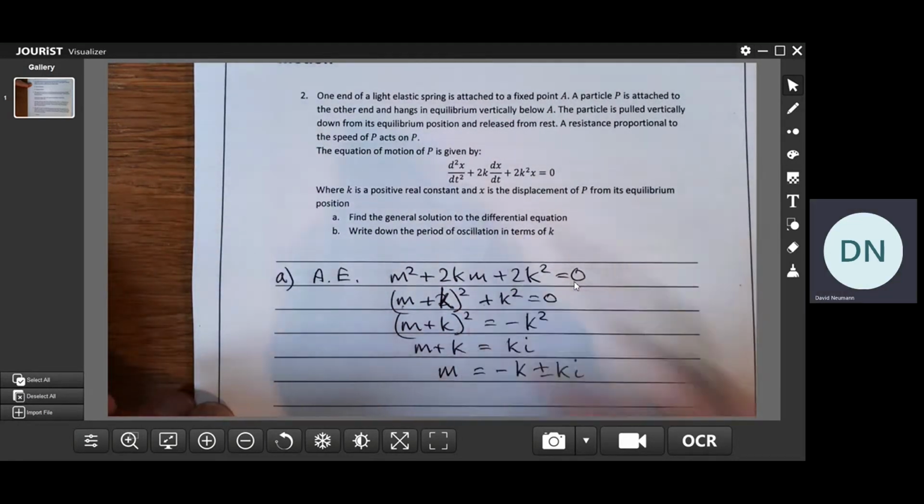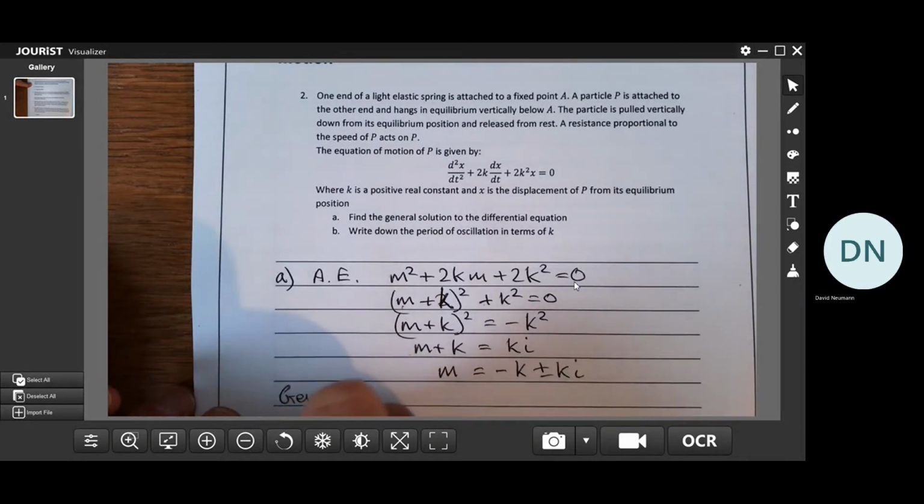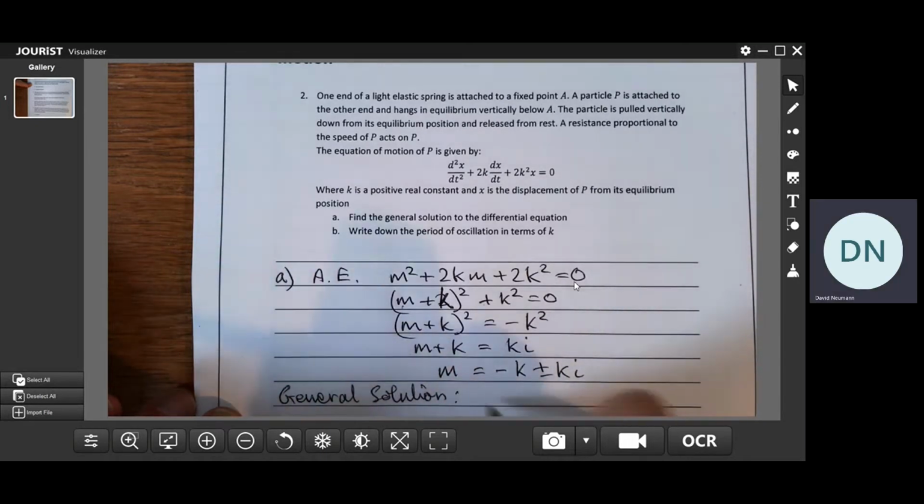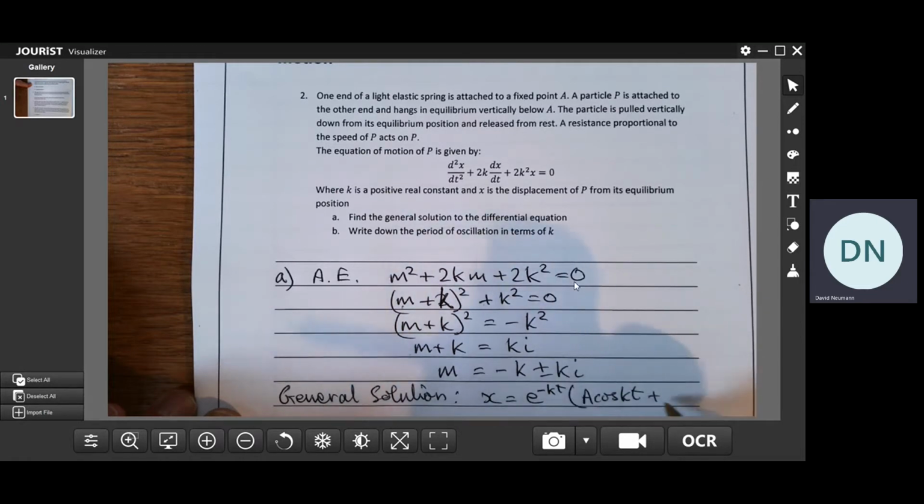So the general solution to the differential equation we've been given is going to be x is equal to e to the minus kt, that's coming from this real part here, times a cos of kt, that k is coming from this imaginary part here, plus b sine of kt.